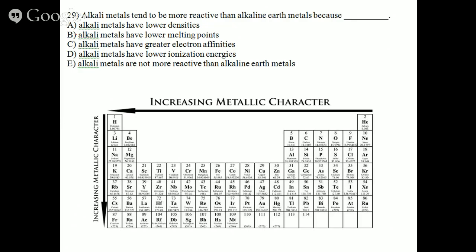29. Alkali metals tend to be more reactive than alkaline earth metals. Remember, alkali metals are group 1 and alkaline earth metals are group 2. Let's think about it. Group 1 has only one valence electron, so it'd be pretty easy to get rid of that one valence electron to be really stable, which makes it more reactive. That means it's going to have a lower first ionization energy, which makes it more reactive.